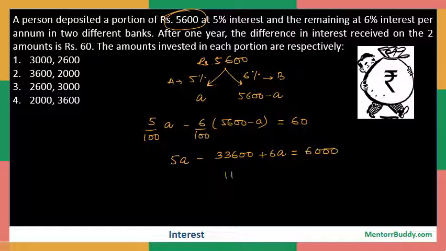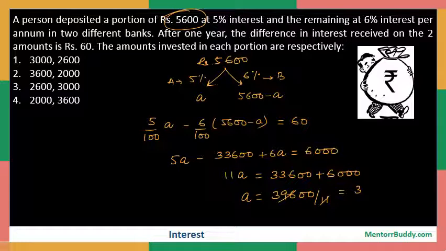When we add the variables, it becomes 11A. If this value goes to the right hand side, this becomes 33600 plus 6000. Therefore A is equal to 39600 divided by 11, and when we cancel this off, 11 threes are 33, 11 sixes are 66, and 3600 is what your A becomes.